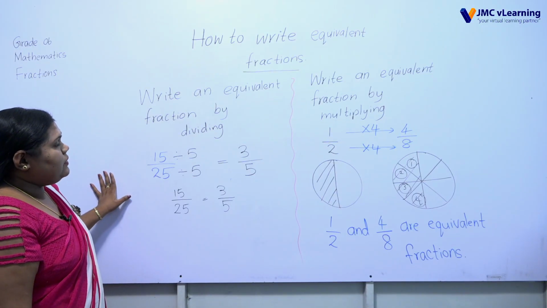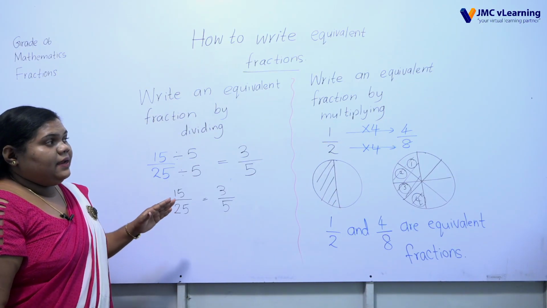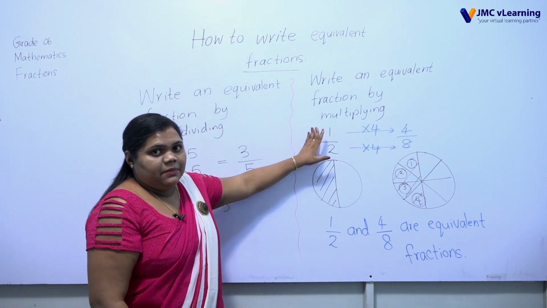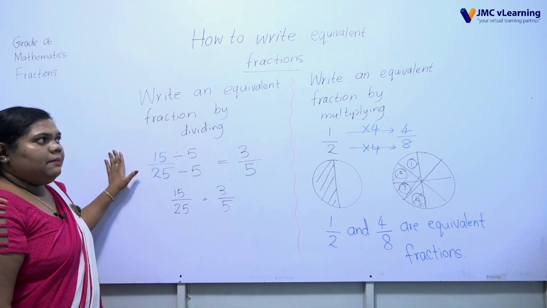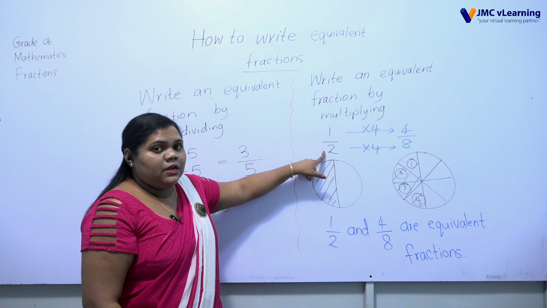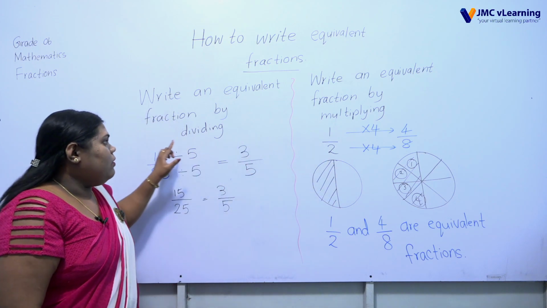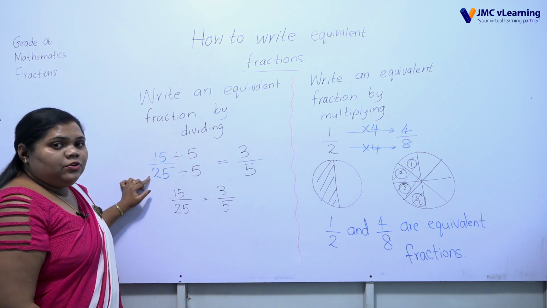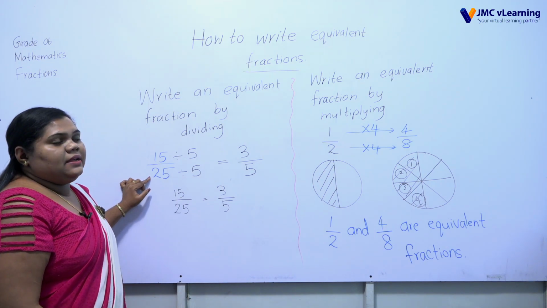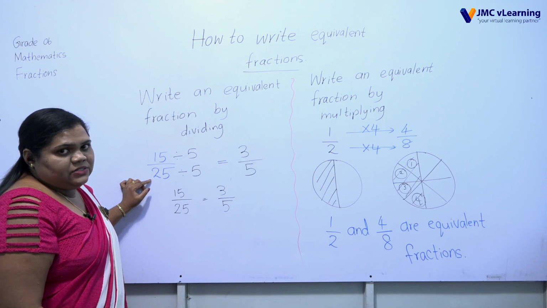Okay. Now it means if you want to find an equivalent fraction, we can use the multiplying method or the dividing method. Both the denominator and numerator we want to multiply by the same number, or both the denominator and numerator we want to divide by the same number. So very easily you can get the equivalent fractions.